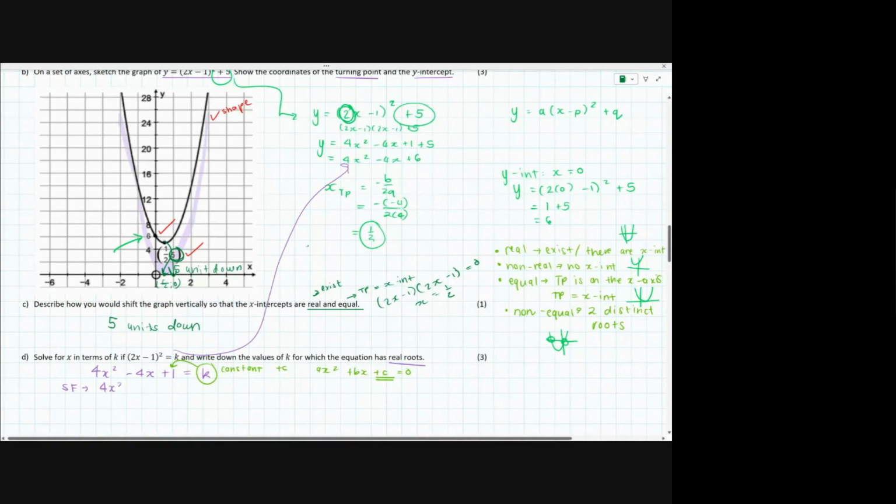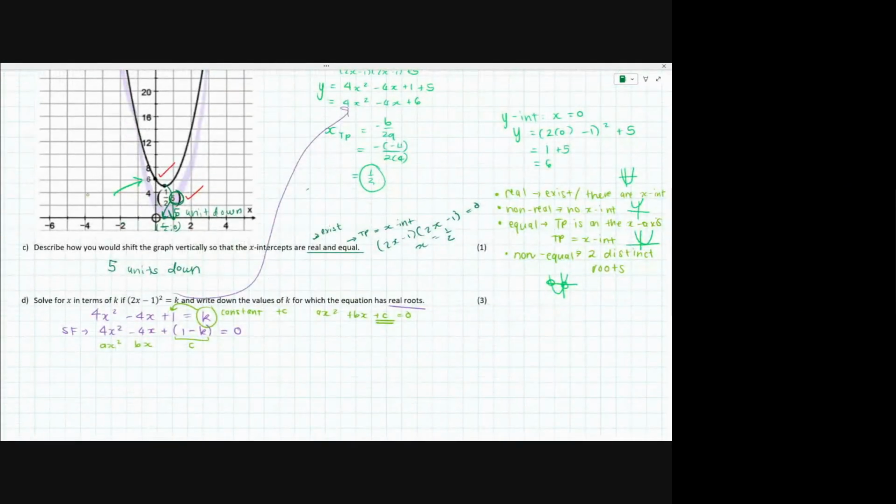So 4x squared minus 4x plus (1 minus k) is equal to 0. You can put the brackets there if you want. The only reason I'm putting the brackets in is to remind us that this is my c term, this is my bx term, this is my ax squared term. You can if you want, you don't have to.